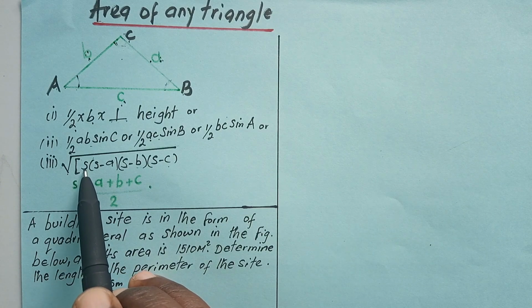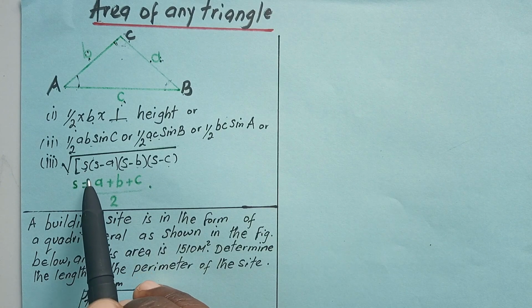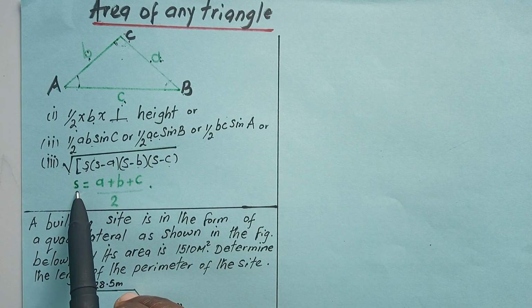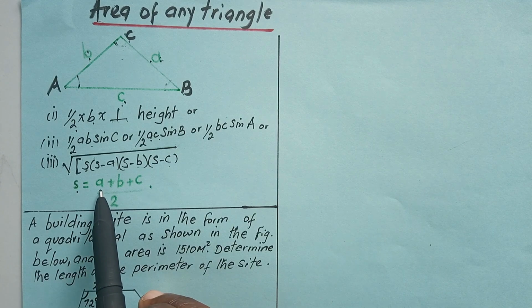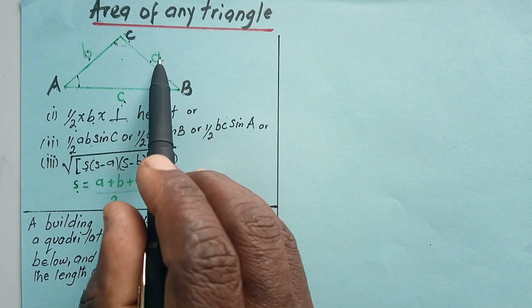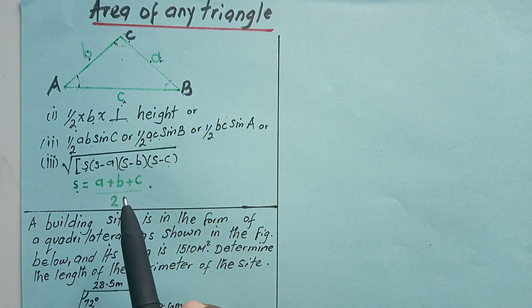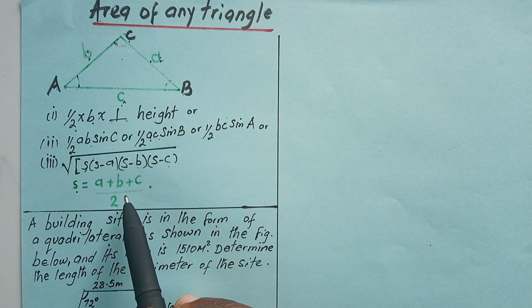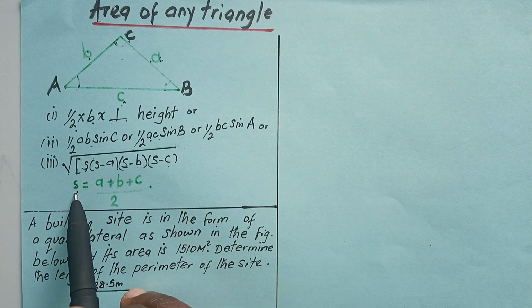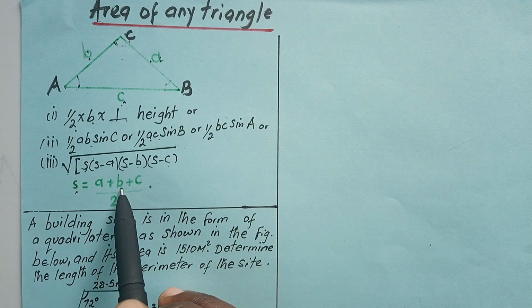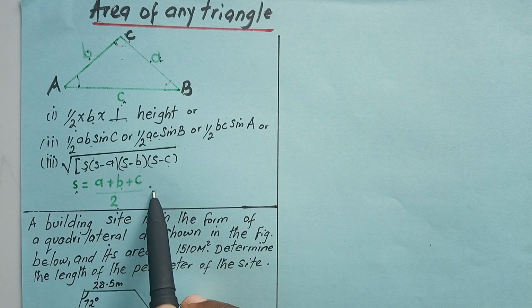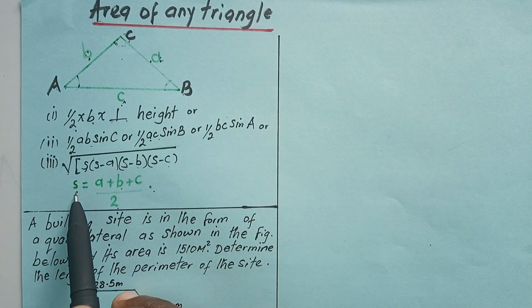Now what does the s stand for? s stands for the semi-perimeter. How do we find the semi-perimeter? Semi-perimeter is equal to the perimeter a, b, c. Remember, the perimeter is the total distance round an object. So it's the same as a plus b plus c, divided by 2. When we divide by 2, we are finding the s.